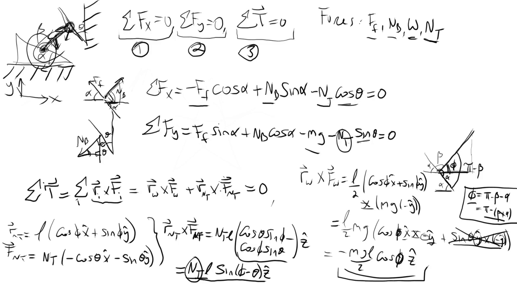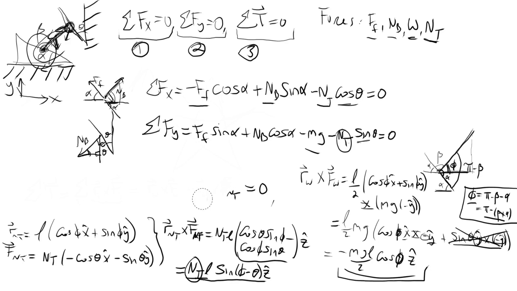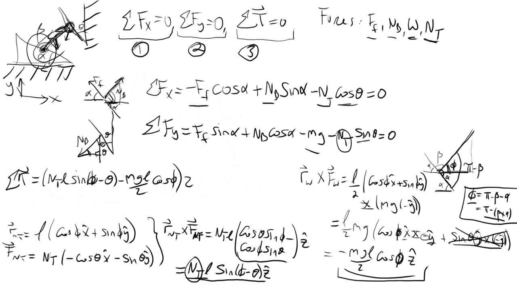So our net torque equation at the end of the day, I'll erase some stuff. I'll erase my net torque, so I'll use this information now. The net torque at the end of the day is 0, and it's NT L sine of phi minus theta minus mg L over 2 cosine phi. All that is in the z hat direction. But since this net vector must be 0, it must be the case that this is equal to 0.